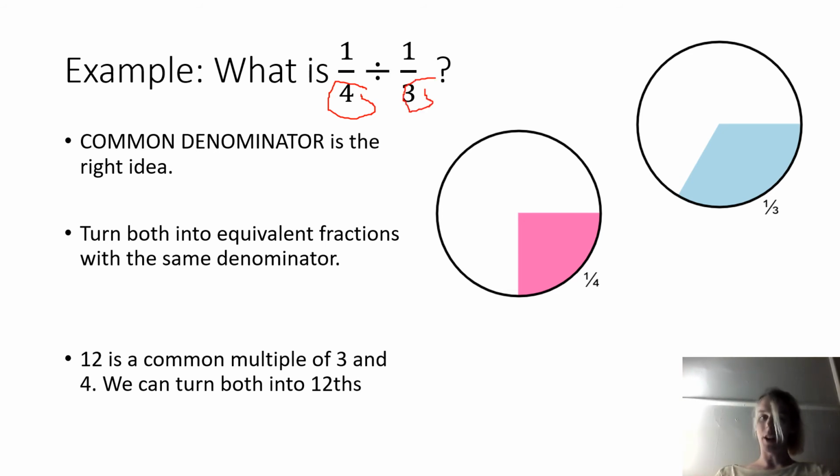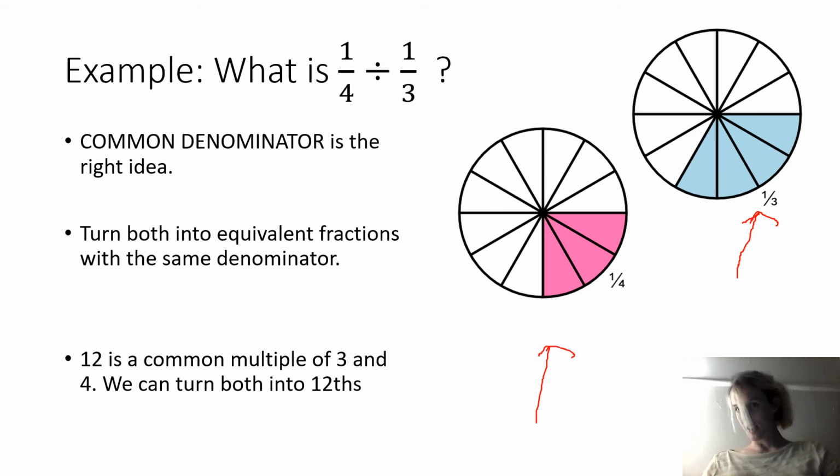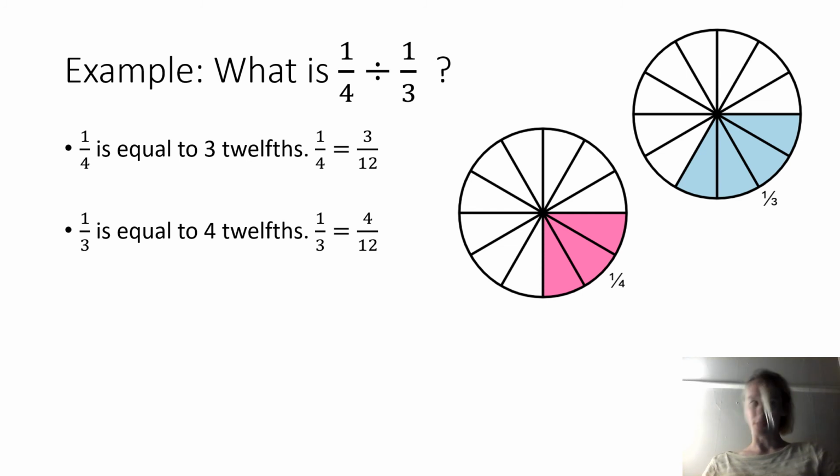But 12, for example, is a common multiple of 3 and 4, and so we can turn both 1/3 and 1/4 both into 12ths, is what we're saying here. And here's an illustration of that. 1/3 is equal to 4/12. That's what this picture is showing. 1/4 is equal to 3/12. That's what this picture is showing. This is already looking to be a little bit helpful. 1/4 is equal to 3/12. 1/3 is equal to 4/12.